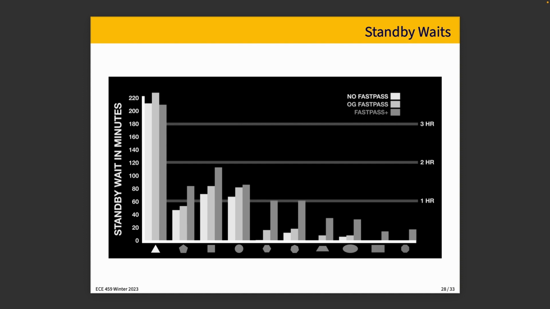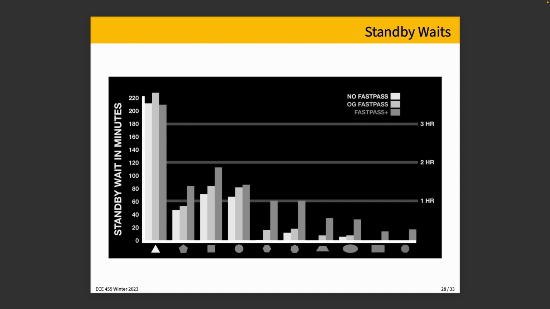On the screen we can see there are different shapes. The polygons represent different rides. They're just given polygon names to abstract what they are in the simulation because it doesn't really matter. And each of these is showing, on the leftmost column, no Fastpass, in the middle, the original Fastpass, and then Fastpass Plus as the column to the right.